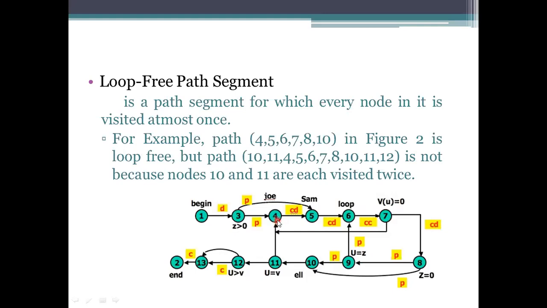I visited the node 4 and then processed that Z, that SAM has been processed, and then next I'm executing the SAM part, and also I'm entering into the loop part. After that, I am computing some statements here. Again, I am reaching this one, the 7th one. So visiting twice will be allowed in a simple path segment, which is opposite to the loop free path segment.